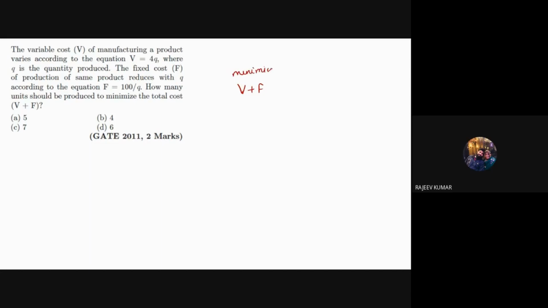Now this turns out to be a simple question, and you have already gone through this differentiation to minimize the function. The function is of Q. The function goes like variable cost 4Q plus fixed cost 100/Q, and this is what you have to minimize. So you just have to find d/dQ of V plus F. If you do that, you will get 4 plus 100 by, okay, what will this become? It will become Q, right?